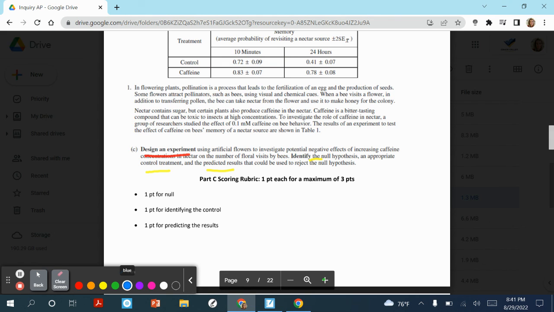You don't have to list the IV, you don't have to list the DV. You're not going to get any points if you list those things because they're looking for you to do these exact 3 things right here. So you think of an experiment, and then you would state, this would be my null, this would be my control, and these are the results that I would predict.